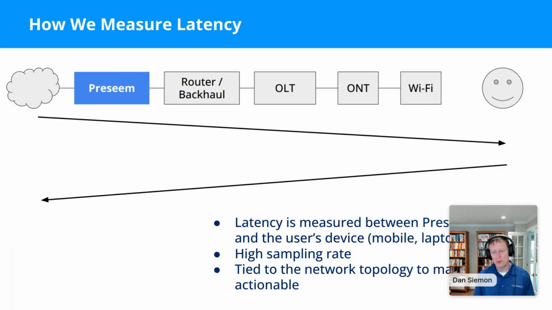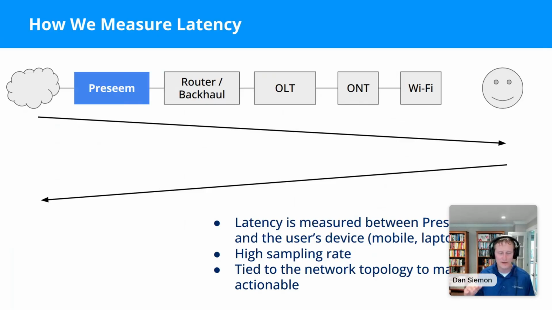So before we go into a little bit of theory of how we can use latency to understand network problems, let's talk about how we measure latency with Preseem, because it's really important to understand this. What we have is an inline device that sees all the traffic. That's the blue box here at the top. And then I've got a simple network here, which is router, backhaul, OLT, ONT, Wi-Fi.